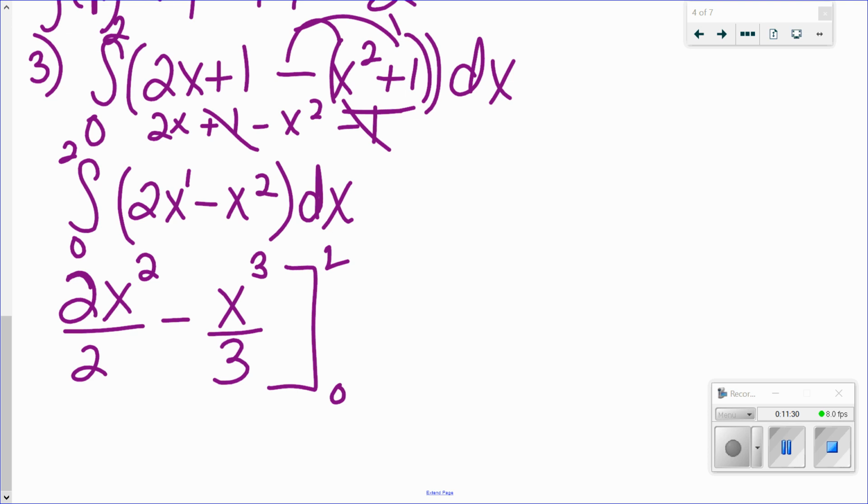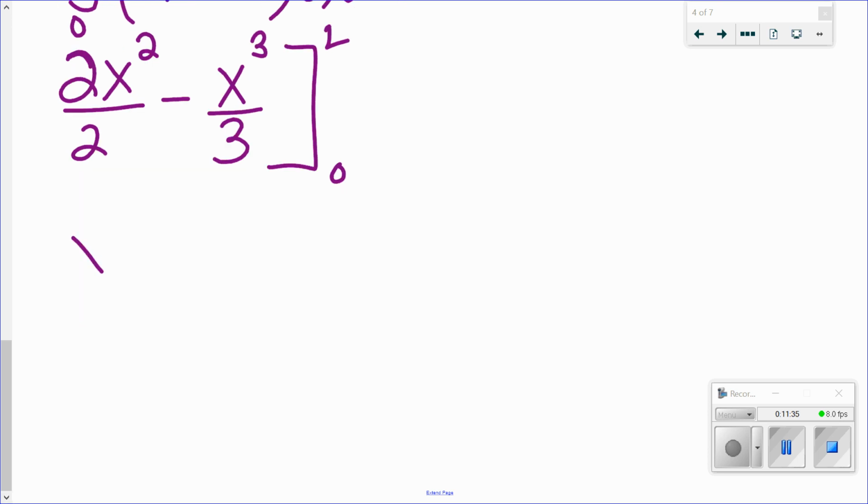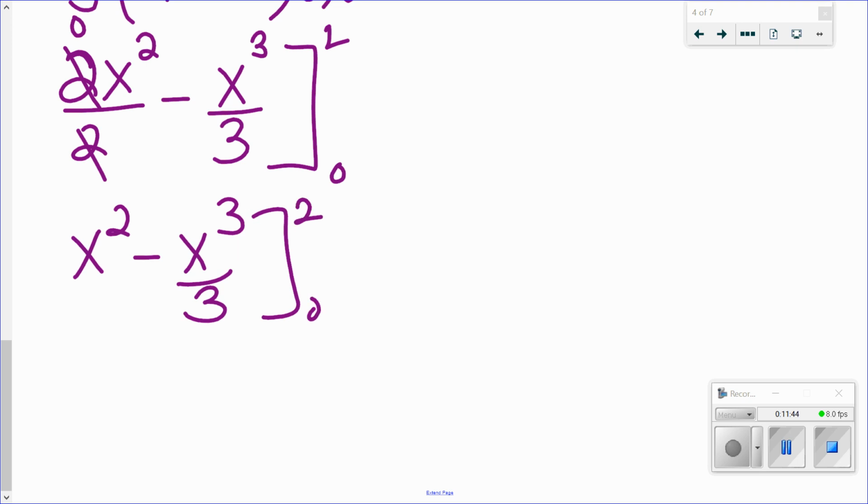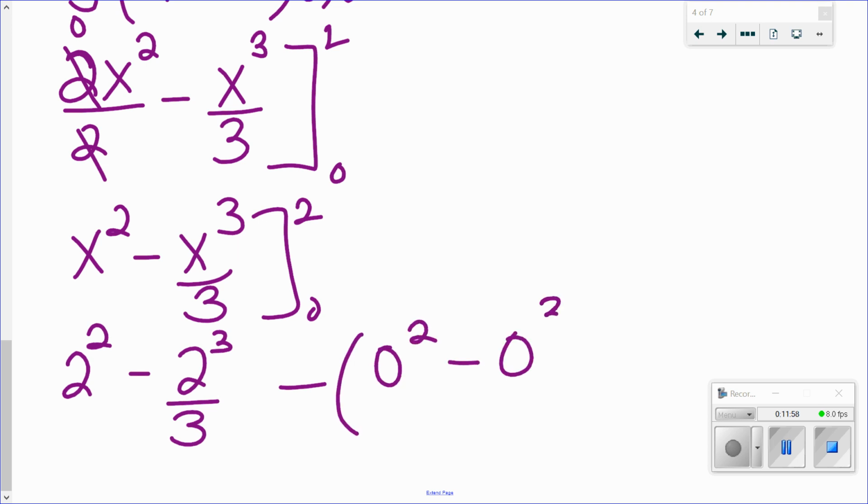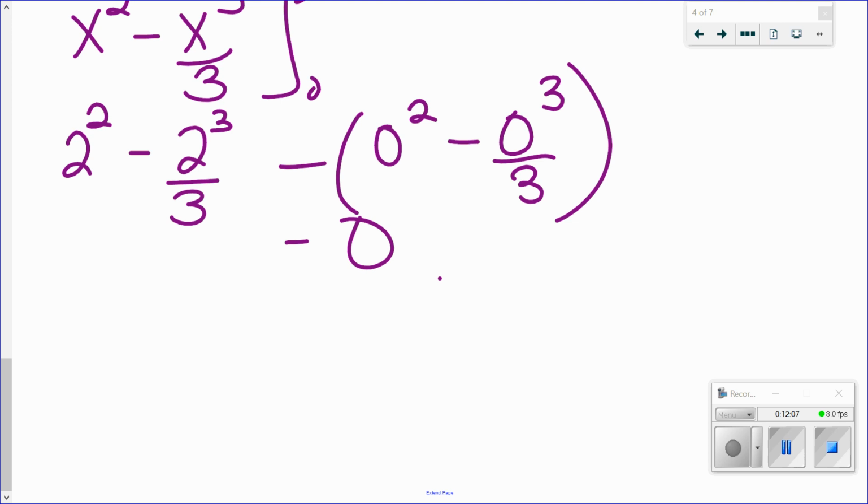All right, let's simplify that a little first, sorry. So we have the 2's will divide out, so we have x squared minus x cubed over 3, and we need to evaluate that at 0 and 2. Okay, so we have 2 squared minus 2 cubed over 3 minus 0 squared minus 0 cubed over 3. Okay, so on this side we're going to have 0, and here we have 4 minus 8/3.